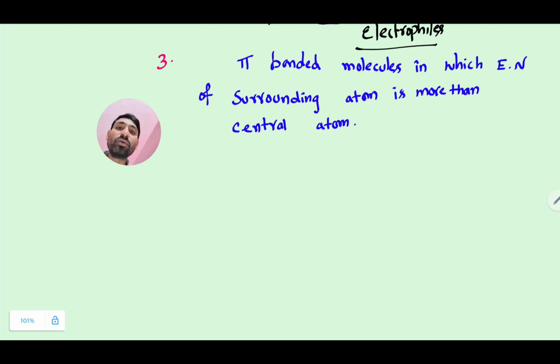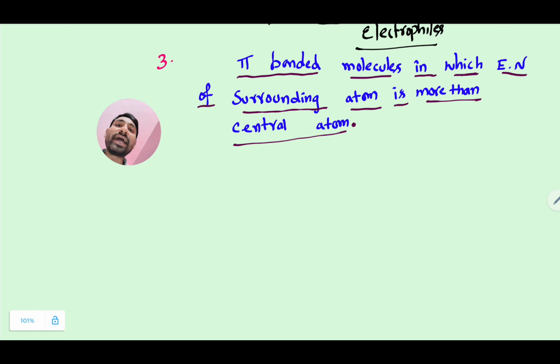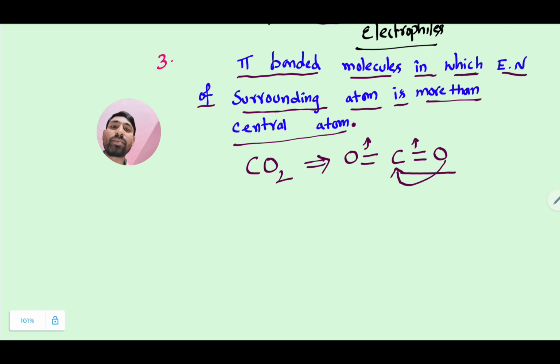In the third case, pi-bonded molecules in which the electronegativity of the surrounding atom is more than the central atom, and the molecule contains a pi bond, act as electrophiles. For example, take CO2, carbon dioxide, which we can write as O double bond C double bond O. There are 2 pi bonds, and carbon is bonded with oxygen. Oxygen is more electronegative than carbon, so in such a case this acts as an electrophile.